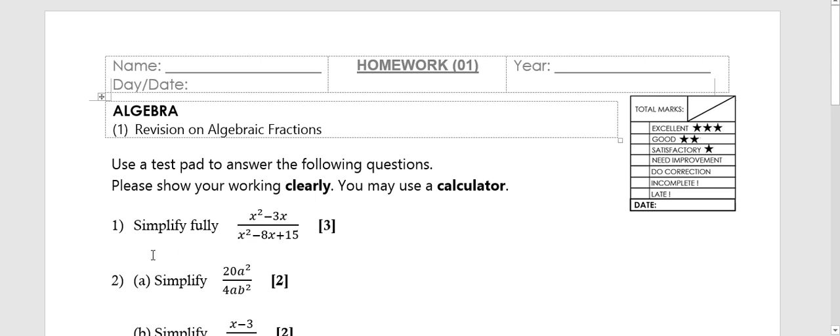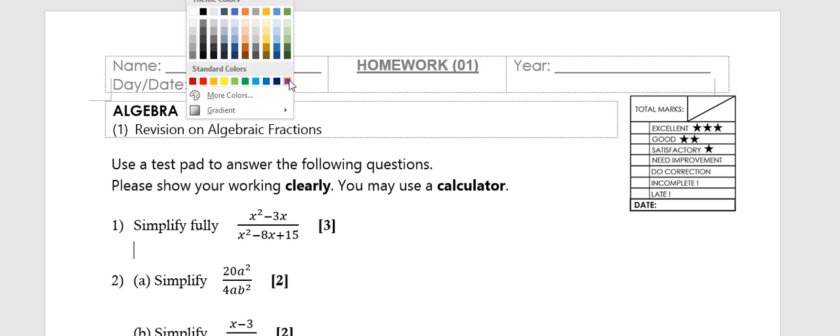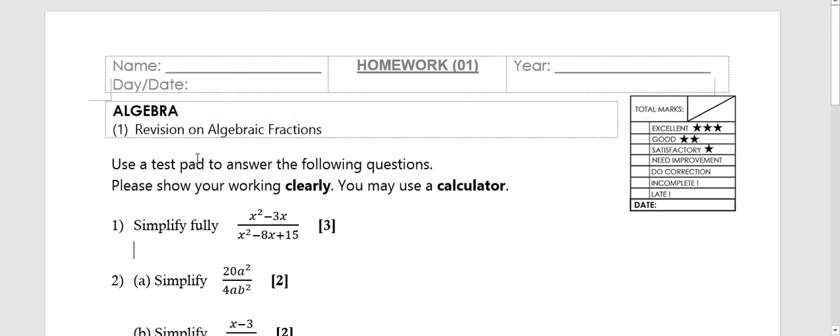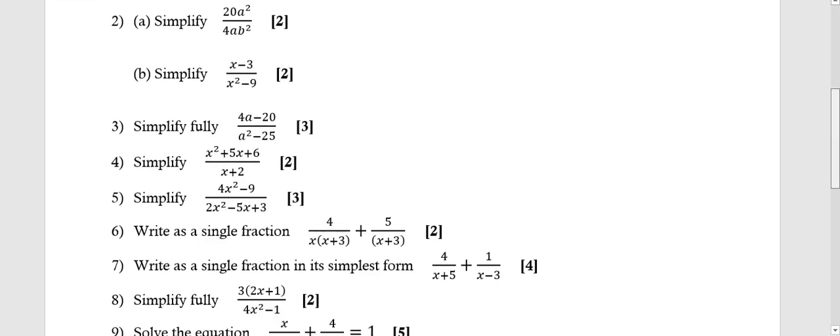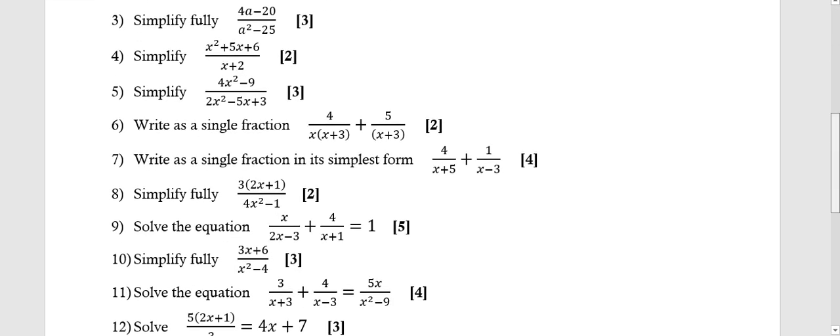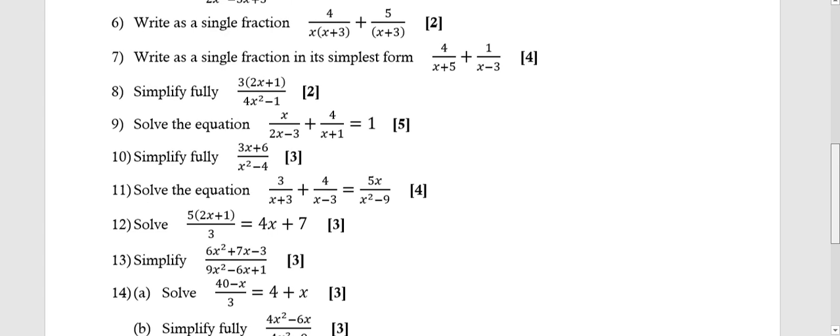One of the revisions I will do, I will demonstrate how to answer some of the questions related to algebraic fractions. Some of them will be simplifying, some of them will be writing as a single fraction, and some of them will be about solving.